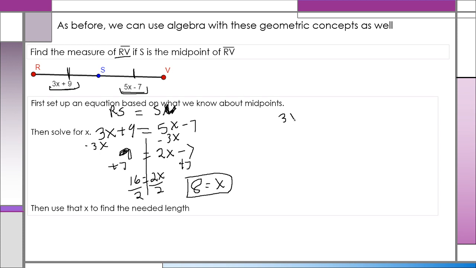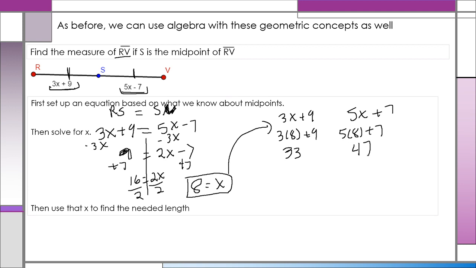So 3x plus 9, 5x plus 7. I'm going to plug 8 into both of these. So 3 times 8 plus 9, 5 times 8 plus 7. And if I'm right, then both of these should come out to be the same number. So 3 times 8, let's see here, that'd be 24, right? And then 24 plus 9 would end up giving you 33. And then 5 times 8 is 40, and 40 plus 7 is 47.